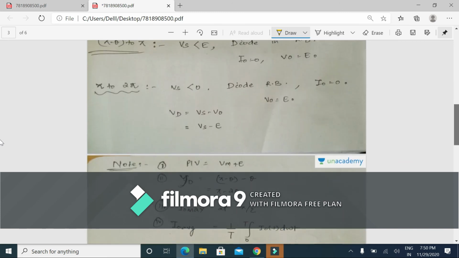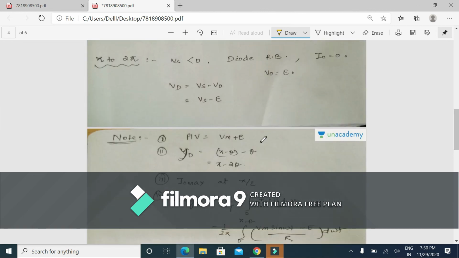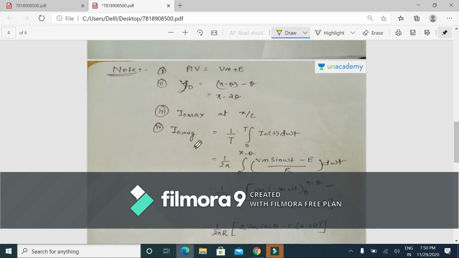Now, from this diagram, we calculate that the peak inverse voltage is equal to minus Vm minus E. The conduction period is from theta to pi minus theta, so the period is pi minus theta minus theta, that is equal to pi minus 2 theta. The peak value of the current is at omega t equal to pi by 2, since it is a resistive load. The I naught average is calculated over the interval for which the diode is conducting, from theta to pi minus theta, where the current is Vm sine of omega t minus E. This is the value of I naught average.